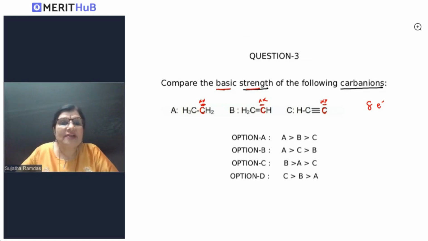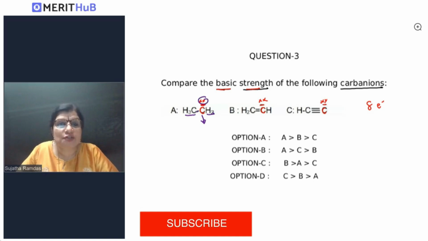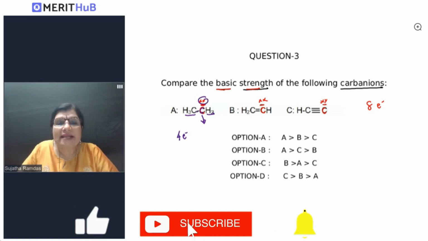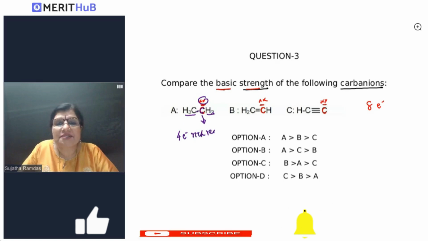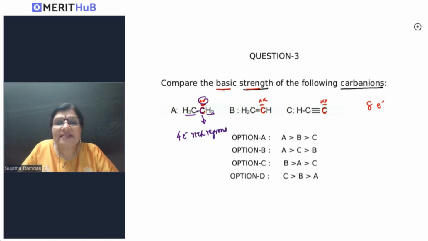So let's have a look at the state of hybridization of these 3 carbanions. Focus on this carbon atom. There are 2 bonds here and 1 bond here, right? So totally, and there is a lone pair of electrons. So around this carbon atom, there are 4 electron rich regions, right? And when there are 4 electron rich regions, the state of hybridization of this carbon atom is sp3.